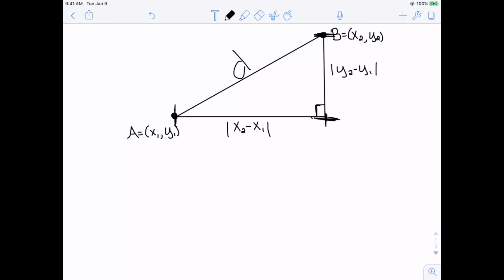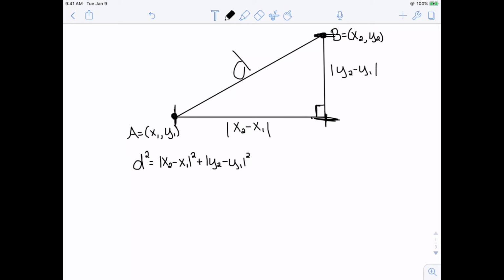So from here, what we need to do is start using our Pythagorean theorem. The Pythagorean theorem says a squared plus b squared equals c squared, or the length of the legs squared is equal to the hypotenuse squared. So the absolute value of x2 minus x1 squared plus the absolute value of y2 minus y1 squared is equal to the hypotenuse squared, or d squared.